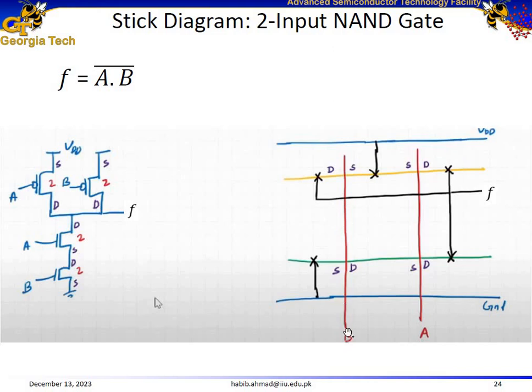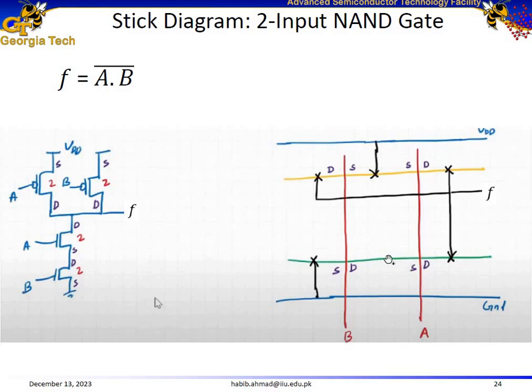Polysilicon gate A and polysilicon gate B. The source of B is connected to ground. So label this side as the source of B and make a contact of the source with the ground. Now if this side of the polysilicon gate becomes the source, then label this side of the polysilicon gate of input B as drain. Now the drain of B is connected to the source of A. So label this side of input A as source because they are connected together.